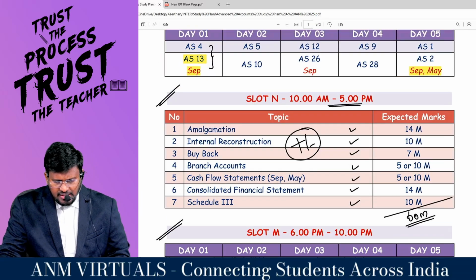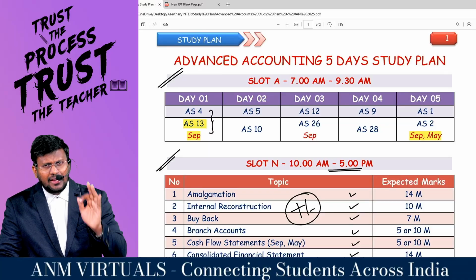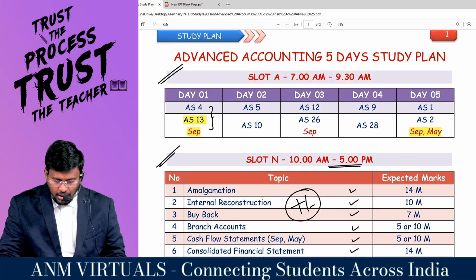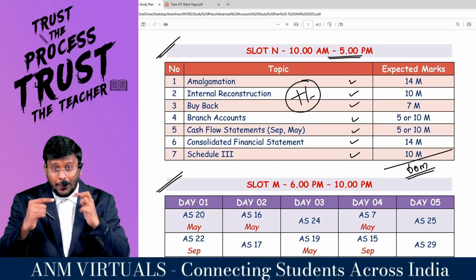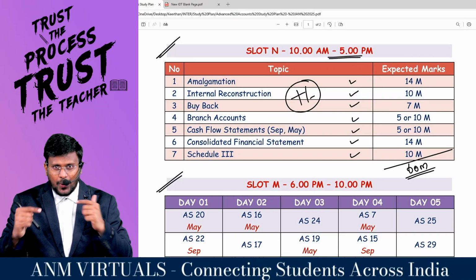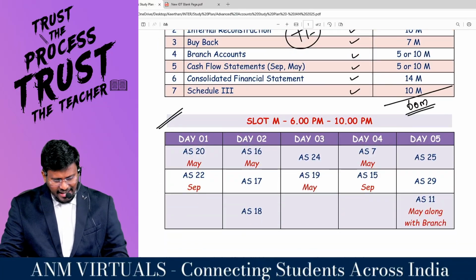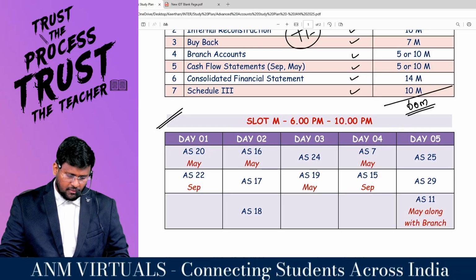That means, you have prepared AS 4 very well, AS 13 very well. 7 chapter 2 question, that too plus minus concept. That's what A&M approach. And again AS 20 and AS 22, my dear lovable students.